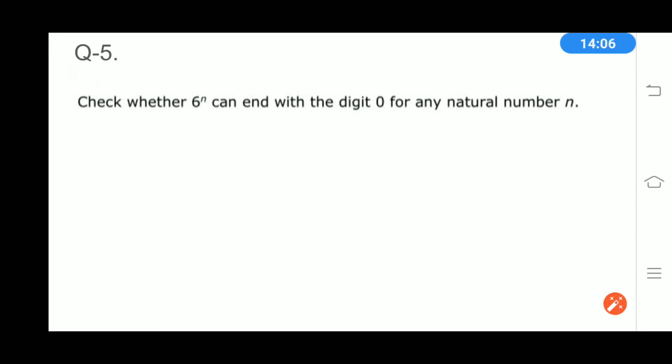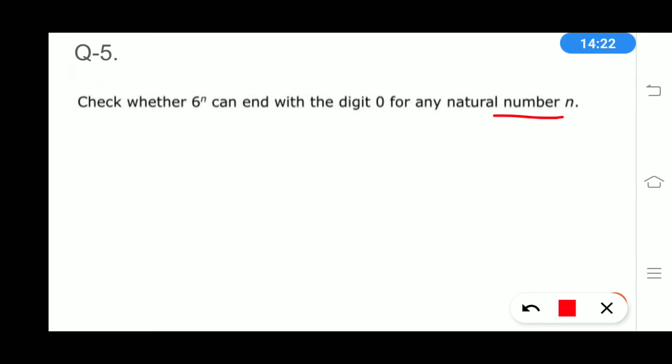Now question number 5. Check whether 6 to the power n can end with the digit 0, for any natural number n.